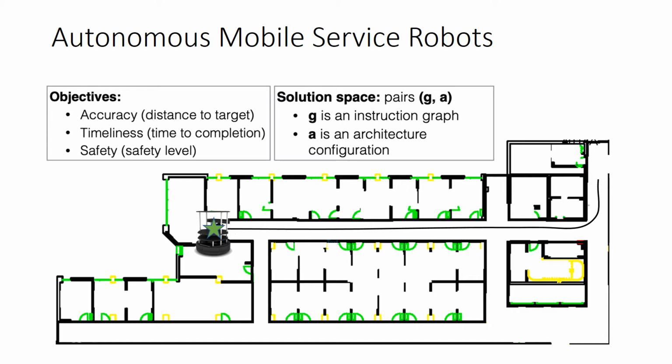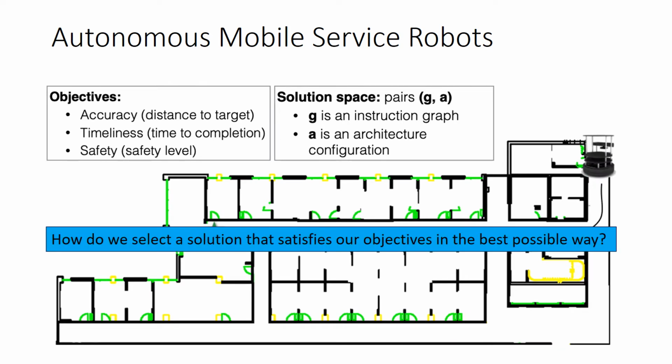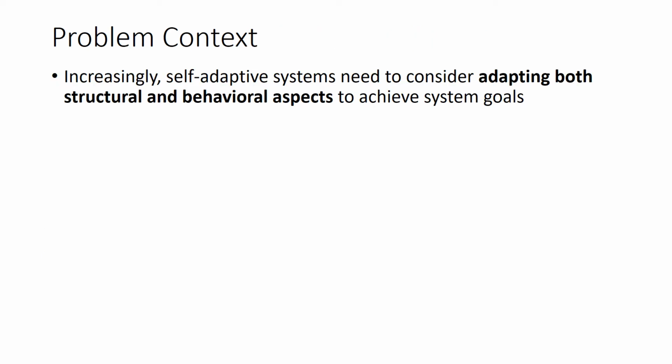Conversely, adapting the task specification, for instance, when the robot needs to find a new path because an obstacle is blocking the way, might require reconfiguration because the current architecture configuration may not be suitable for the new path. For instance, because these might include dark corridors in which camera-based navigation is not an option anymore. In this context, how do we go about selecting a solution that satisfies our objectives in the best possible way? This question doesn't have an obvious answer.